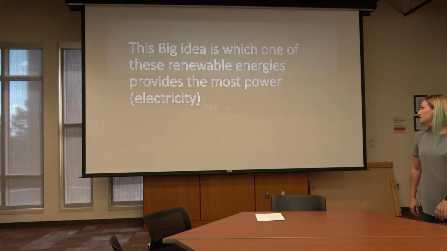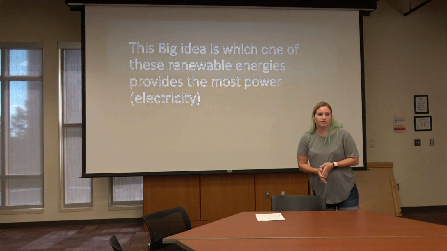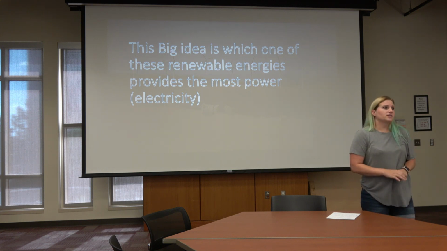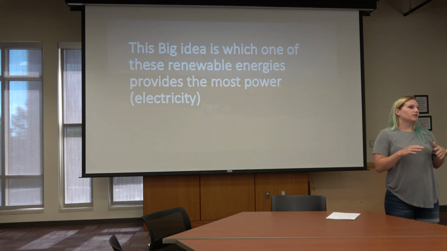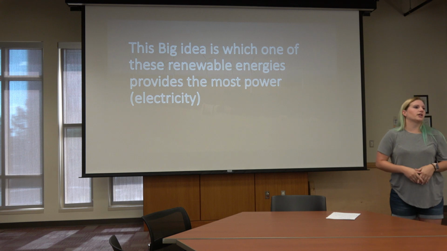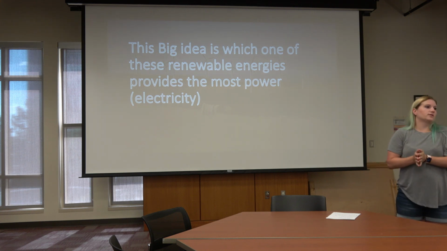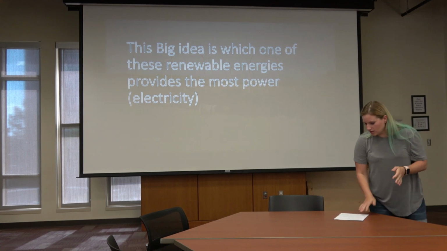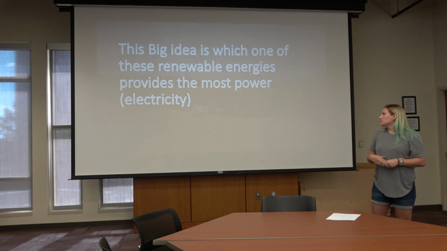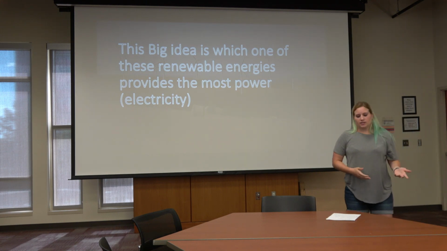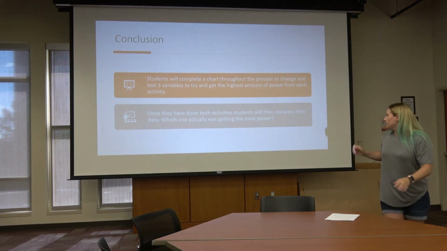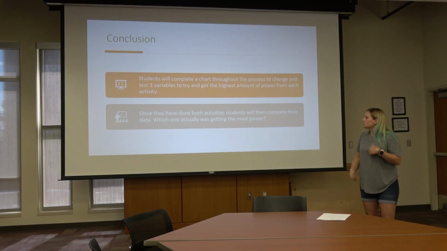The big idea is which one of these renewable energies is actually providing the most power. One of the reasons I set it up this way is that students are going to have a chart where they're going to be putting in all of their data points: what variables they changed, what angles they changed, what light source they used, and how much electricity or voltage each one is generating. And then at the end, they're going to go back and compare that data and see which one was actually giving them the most electricity. So, like I said, they're going to be doing a chart, and once they've done both, they're going to compare which one was actually getting the most power.